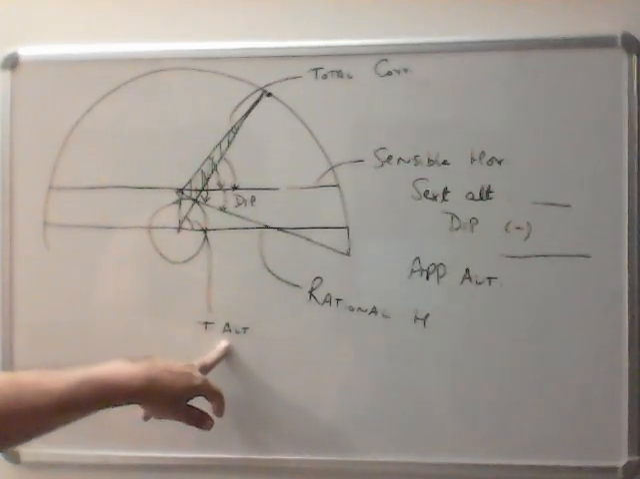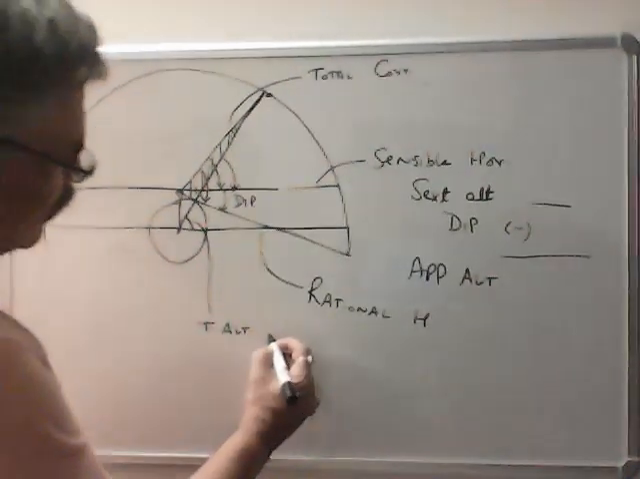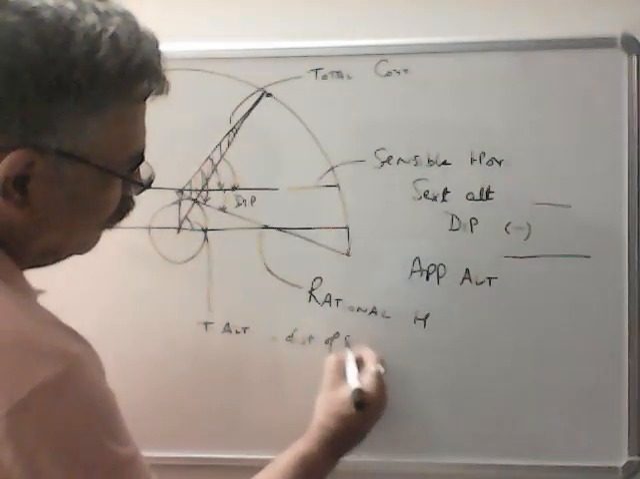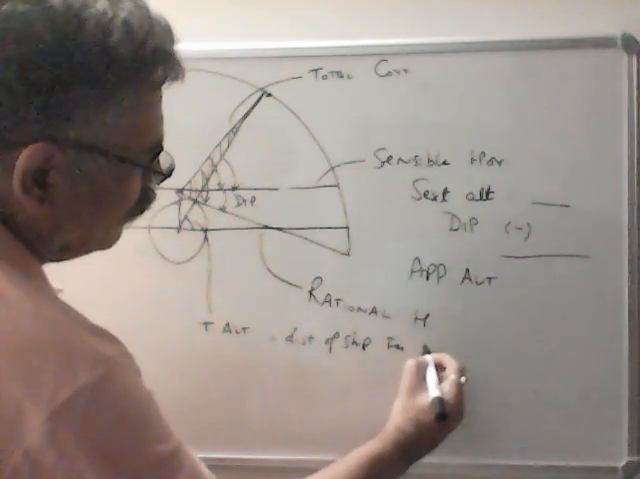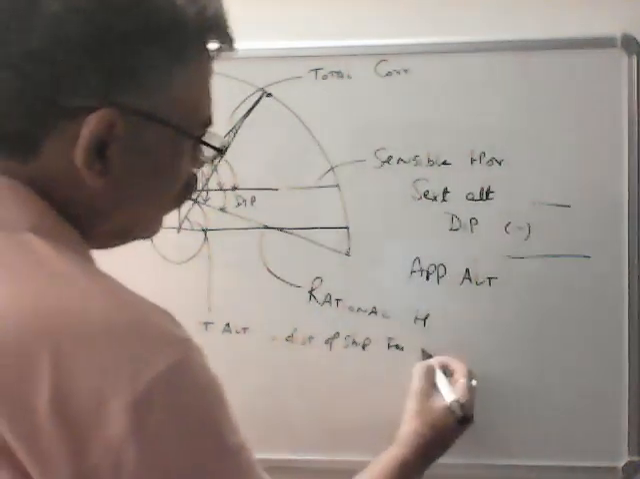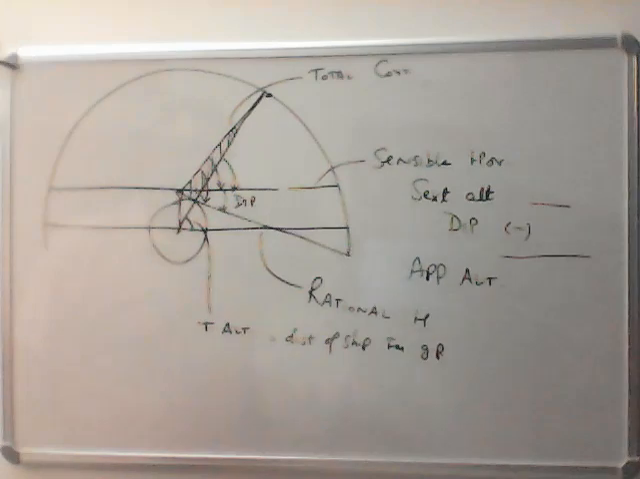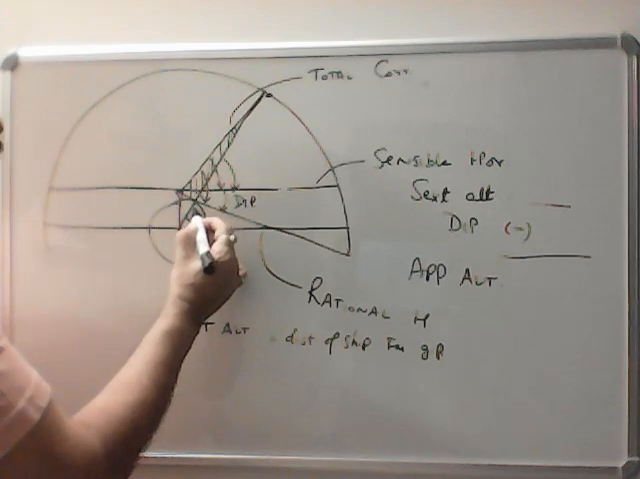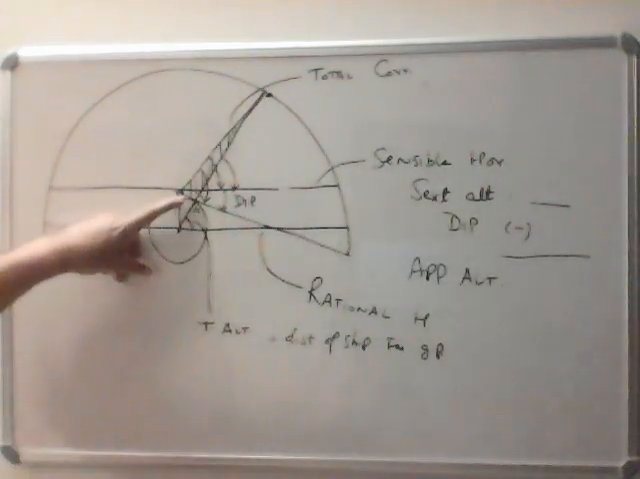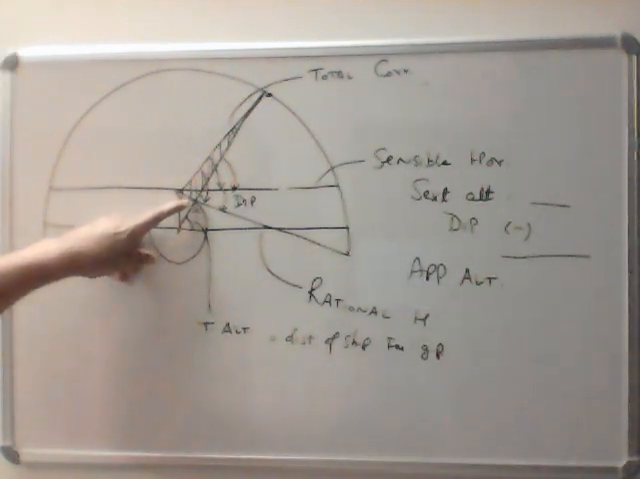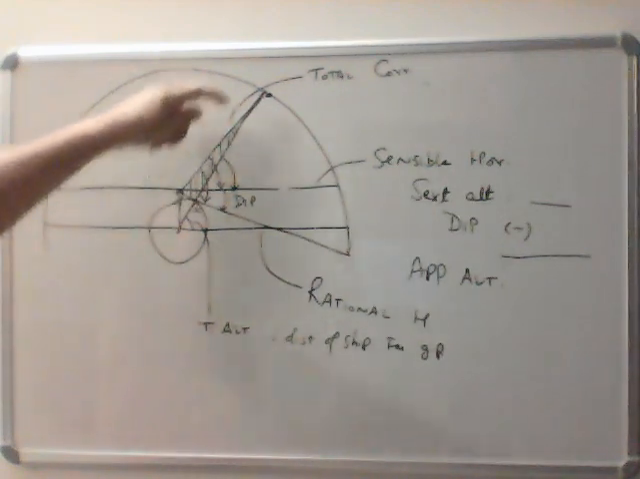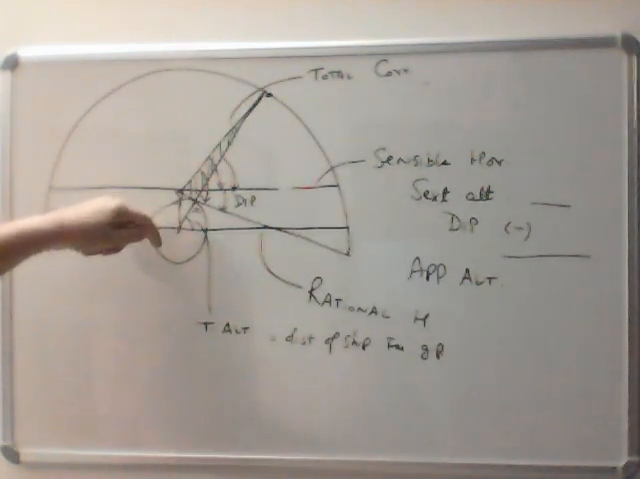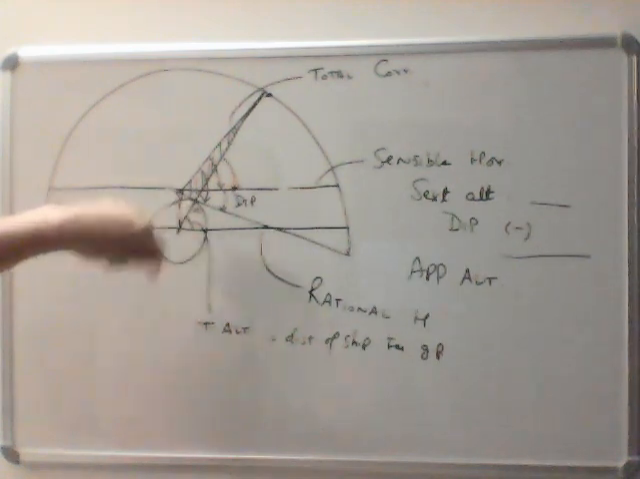Finally, we have to find out this value of true altitude, which will give us the distance of the ship from the GP. This is the GP, as you can see. We can call it small x. GP is the point on the Earth's surface when you make a line from the celestial body to the center of the Earth. Wherever that line crosses the Earth's surface, that is the GP. So this is the GP. We can call it x, small x.